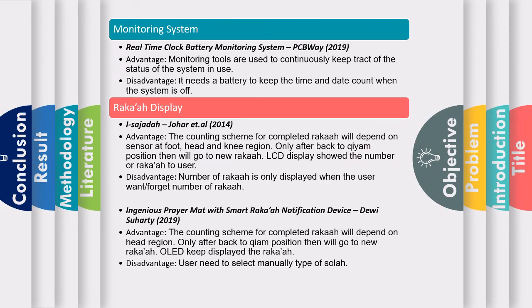There are several existing systems similar to the i-sajadah with smart monitoring system. It started with the manual system under the latest project, which is the ingenious prayer mat with smart notification device. It was proposed as a smart device to notify users of the exact number of raka'ah, and parents can get notifications on their smartphone to know if their children have completed their solah routine accordingly. Even though this project has the prospect to be applied as a user-friendly device that is beneficial to all Muslims, especially families, it still needs to be set manually which solah routine they are going to perform.